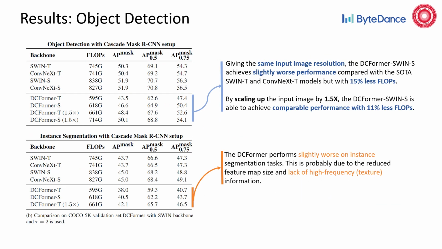We further test the DCFormer on object detection and instance segmentation tasks. On object detection, given the same input image resolution, the DCFormer achieves slightly worse performance compared with the SOTA RGB models, but with 15% fewer FLOPs. By scaling up the input image by 1.5 times, the DCFormer is able to achieve comparable performance, but still with 11% fewer FLOPs. The DCFormer performs slightly worse on the instance segmentation tasks. This is probably due to the reduced feature map size and lack of high-frequency texture information.